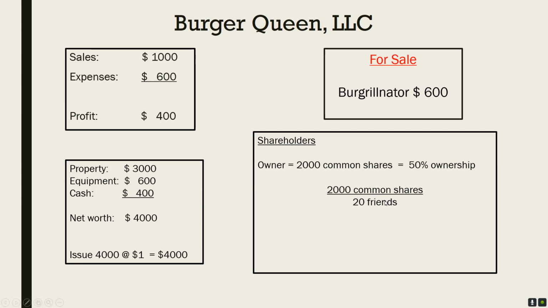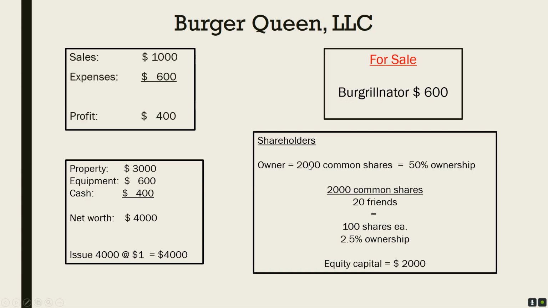Each friend is going to get an equal amount of shares, that is 100 shares, and each friend will own 2.5% ownership, which, 2,000 shares at $1 each, would equal $2,000 in equity capital. Equity capital here means money used for investment.